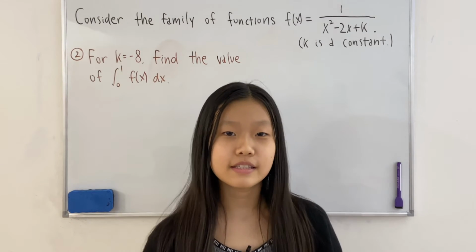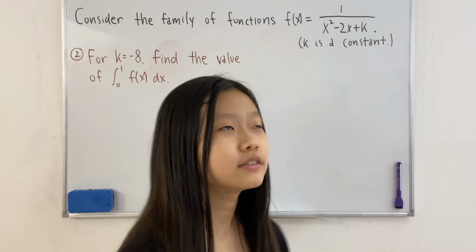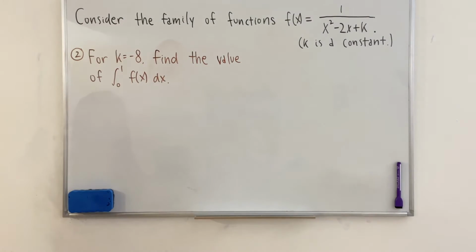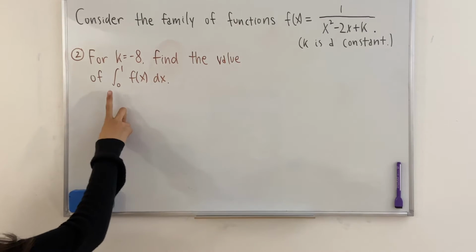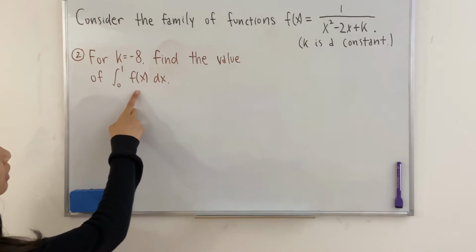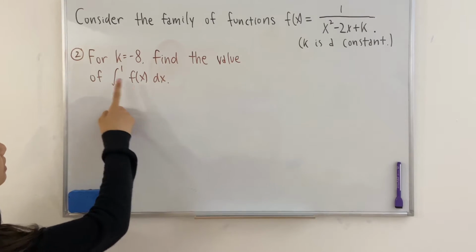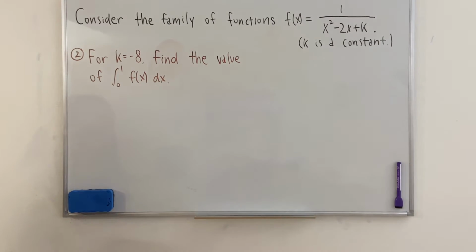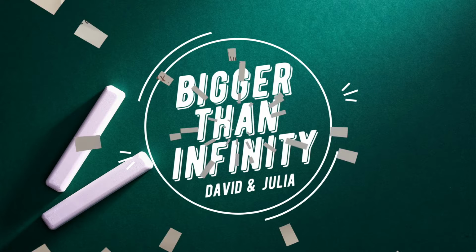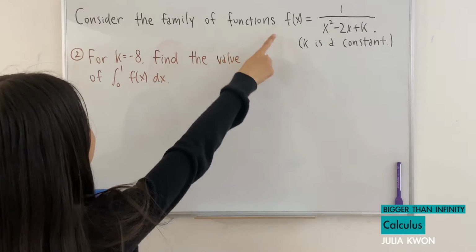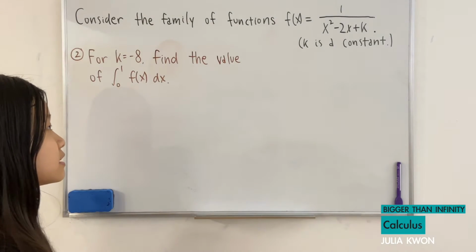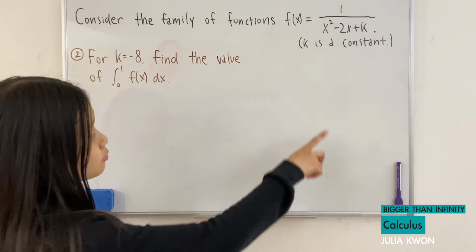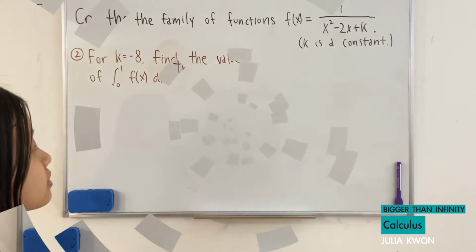Hello everyone, this is the second part of this problem, and for this second part we're going to find the value of the integral from 0 to 1 of f(x) dx for k equal to -8. We're going to consider the family of functions f(x) = 1 divided by x squared minus 2x plus k, where k is a constant.